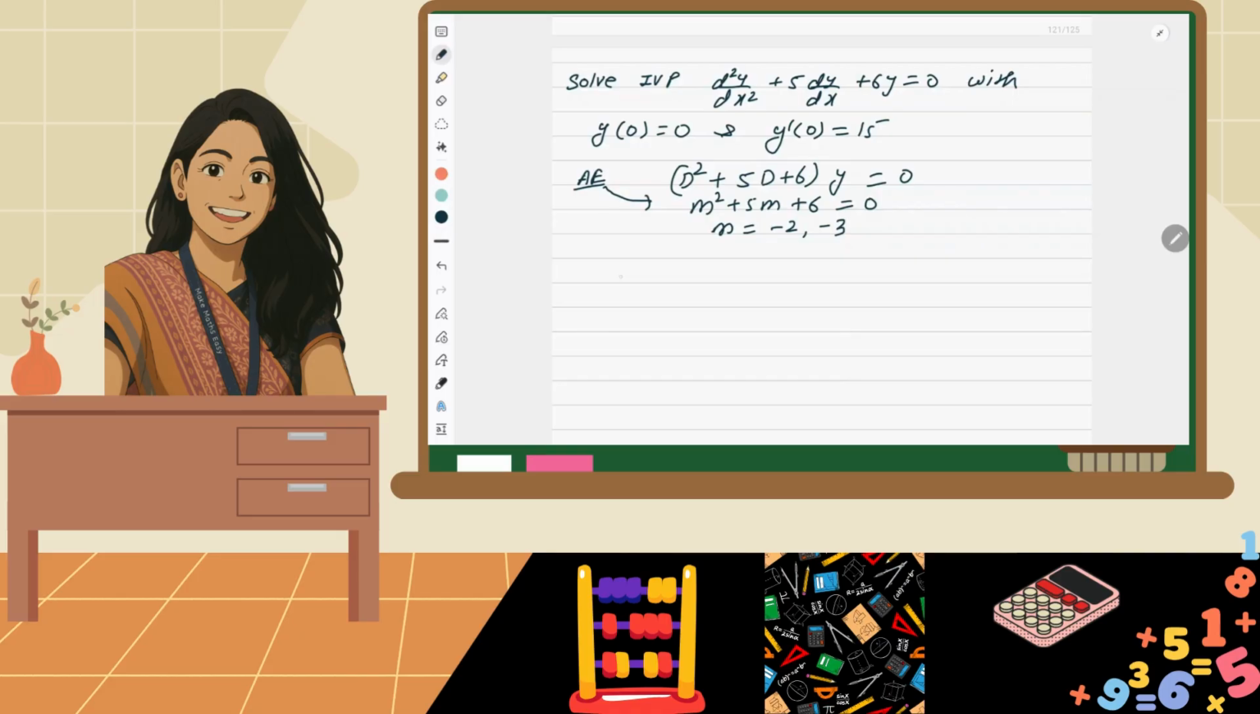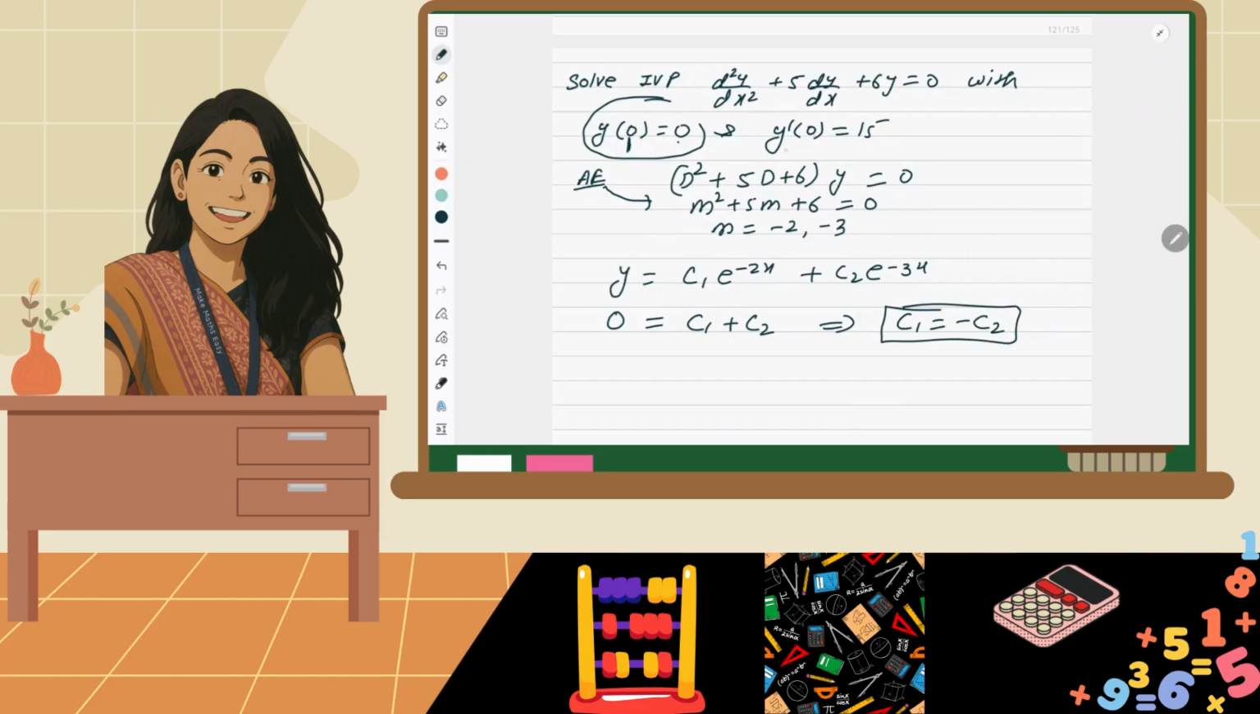Now what will be the answer? Now it is dy by dx only. So y is equal to c1 e to the power minus 2x plus c2 e to the power minus 3x. So first part of the question I have done. Now in the second part they are saying y of 0 is equal to 0, means when x is 0, y is 0. So let me put that. So y is 0 when x is 0. Correct? So this gave me again c1 is equal to minus c2.